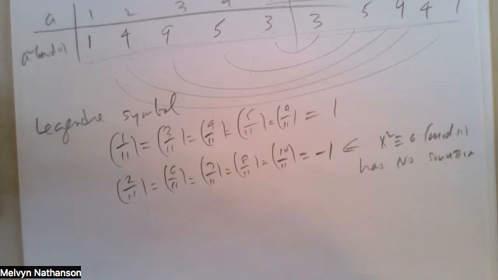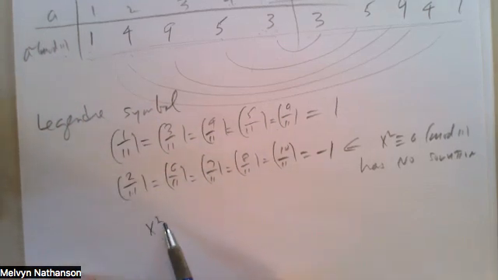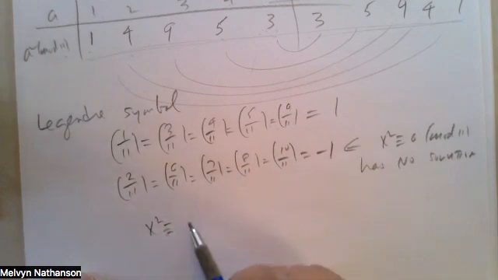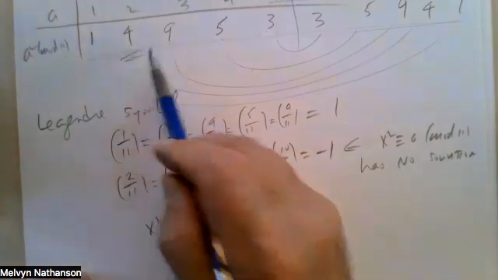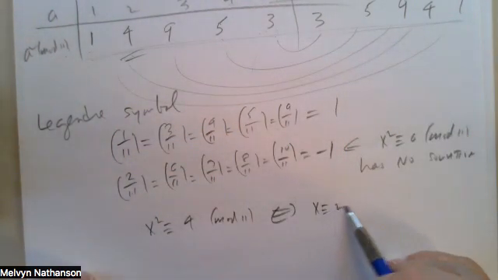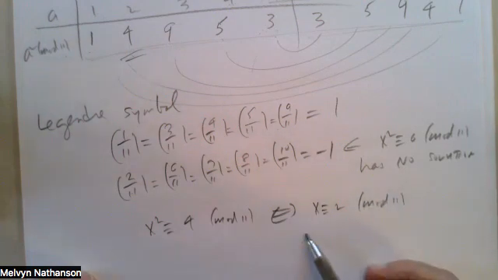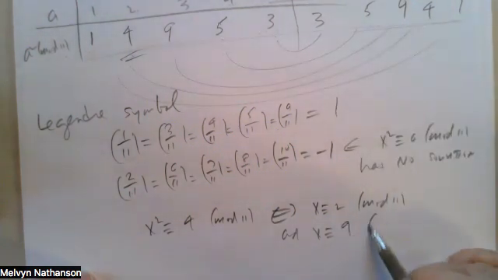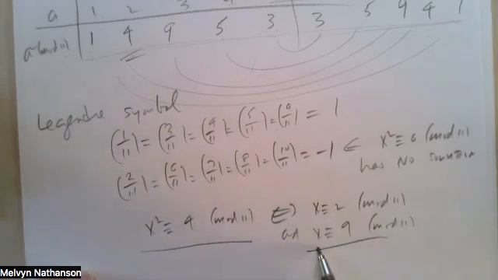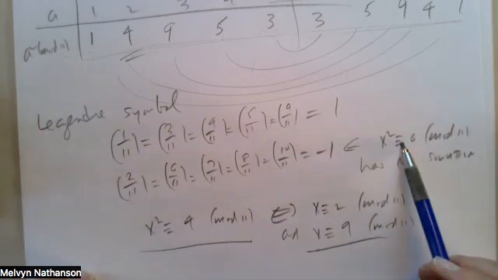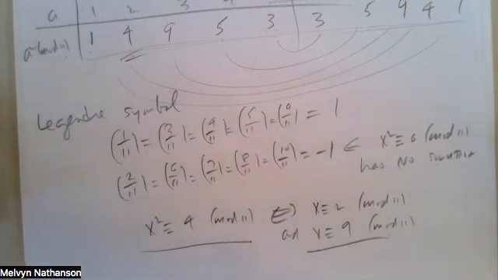So the 1, 3, 4, 5, and 9 are the quadratic residues. So if you want to solve x squared congruent to, let's say, 4 mod 11, there are 2 solutions. X congruent to 2 mod 11 and x congruent to 9 mod 11. So this congruence has 2 solutions mod 11. This congruence has no solution. Okay.